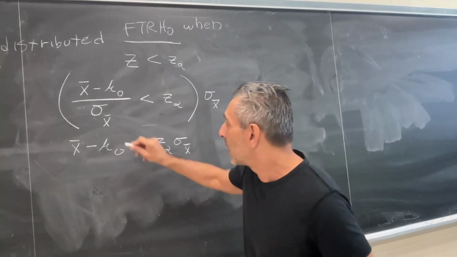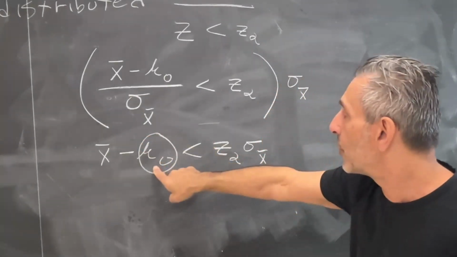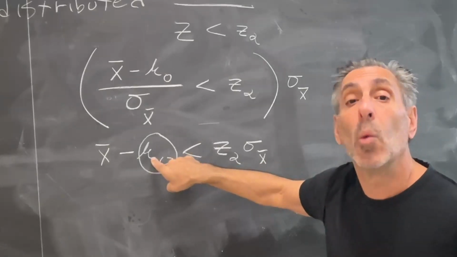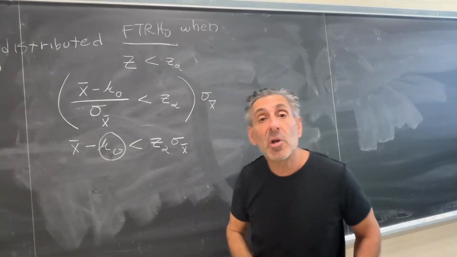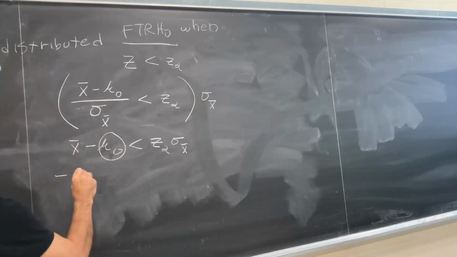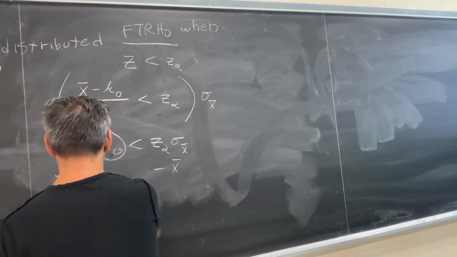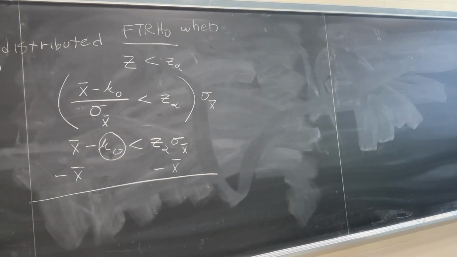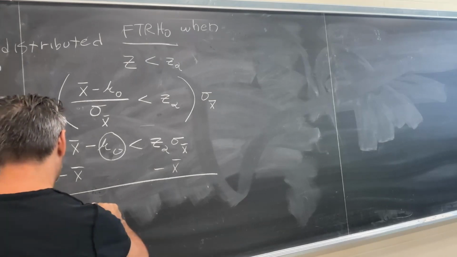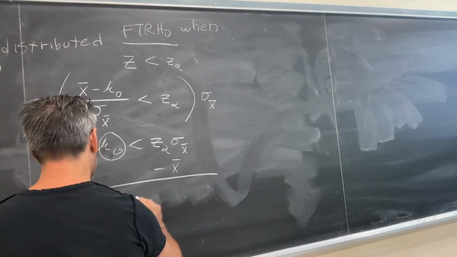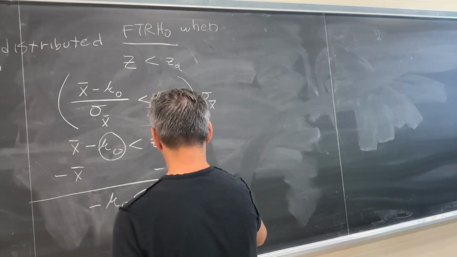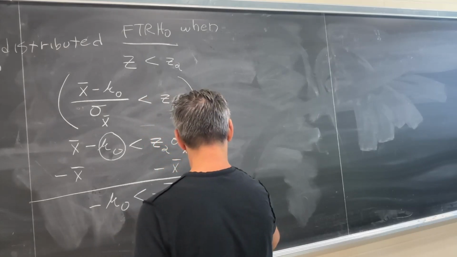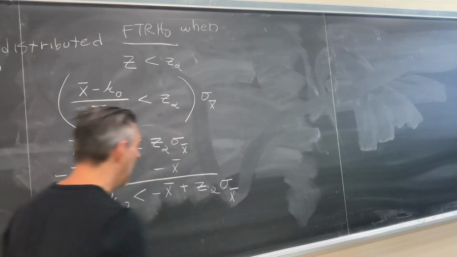Now, our desire is to solve for the values of the hypothesized mean, which will lead us to fail to reject the null hypothesis. So our next step would be to subtract the sample mean from both sides of the inequality, leaving us with negative mu naught is less than negative x bar plus z sub alpha sigma sub x bar.